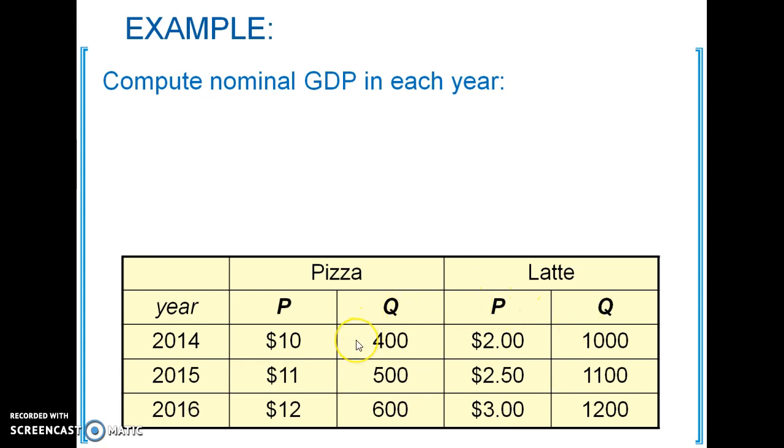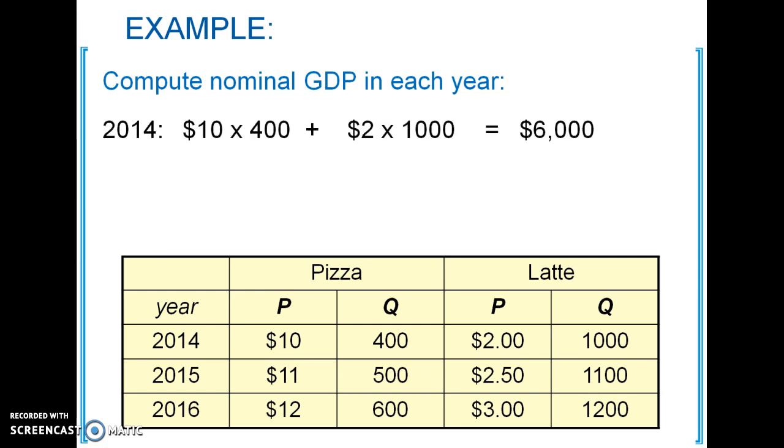So you add the 4,000 from pizza production and the 2,000 from latte production, and you get that the nominal GDP in 2014 was 6,000. So there's the 6,000 nominal GDP.